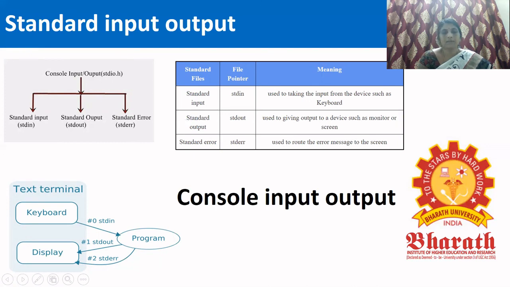So you can see the representation: from the keyboard it takes stdin and then it goes to the display, and if there is any error that also goes to the display. So whenever there is communication between the input and the console through these steps, you call it console input output.